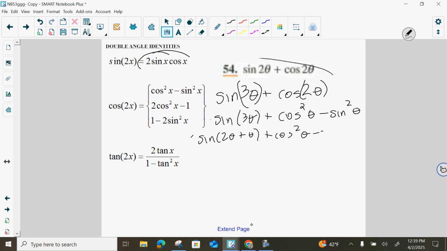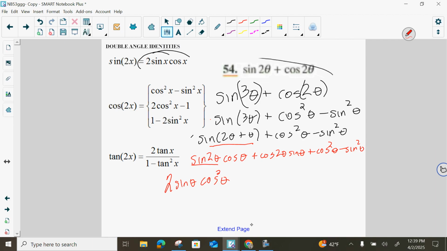All right, so let's see what it does for us. So now I need to use sine sum. Sine, cosine, cosine, sine. These get a little long. All right, so now I got to do sine double angle. Sine double angle is 2 sine cosine. So 2 sine cosine, but I got another cosine, so it's going to be cosine squared.